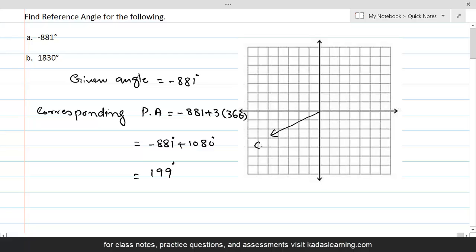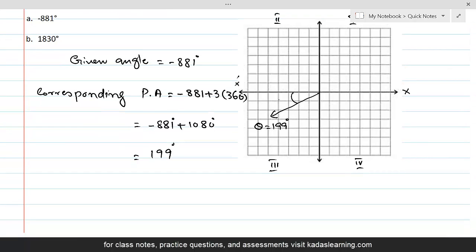So this line theta equal to 199 is in the third quadrant. This is the first quadrant, second quadrant, third quadrant, and fourth quadrant. In the third quadrant, now once we have found the principal angle, we look for the closest arm of the x-axis. This is the positive arm of the x-axis and this is the negative arm of the x-axis. The negative arm of the x-axis is closer. Therefore, we measure this angle, which is our reference angle.